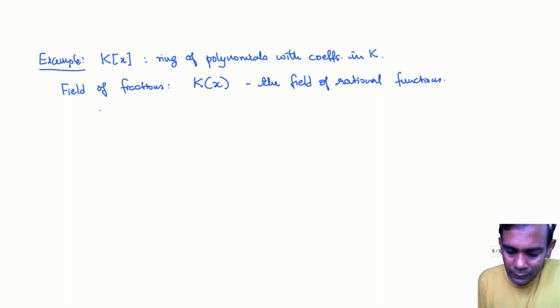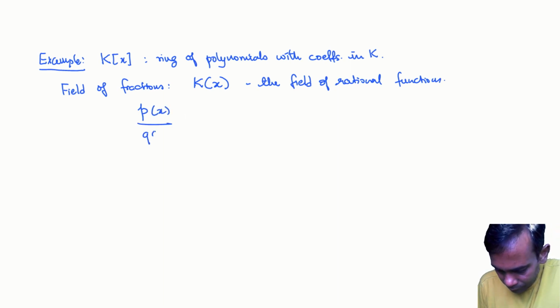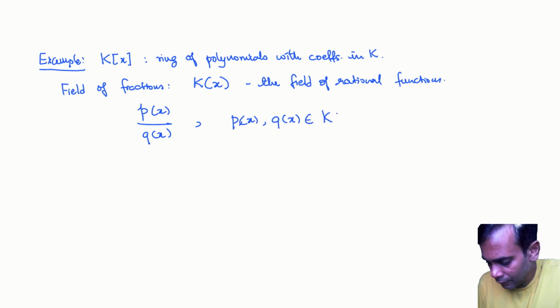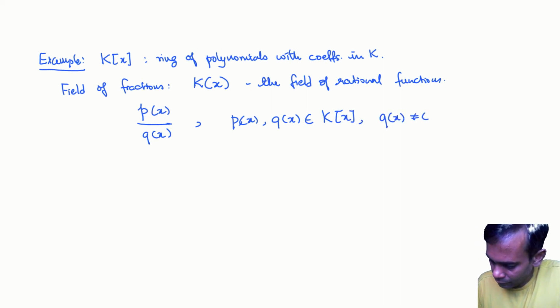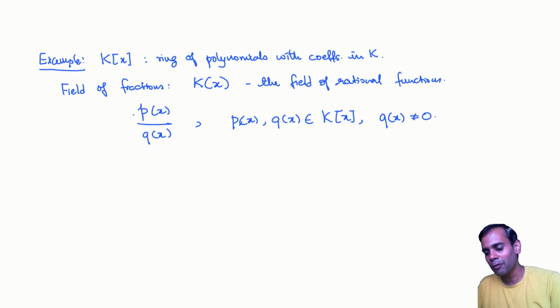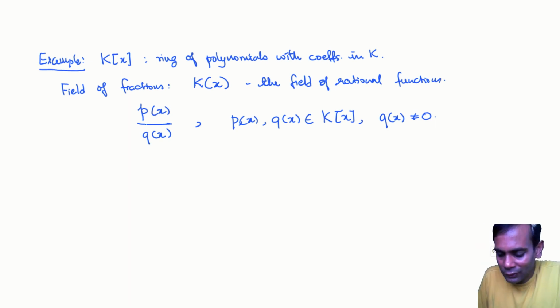And a typical element of k(x) is p(x) by q(x), where p(x) and q(x) are polynomials and q(x) is not equal to 0. Of course, this represents an equivalence class of pairs. So there could be other pairs p comma q which represent the same rational function. These things can actually be thought of as functions. Well, they're not defined everywhere.